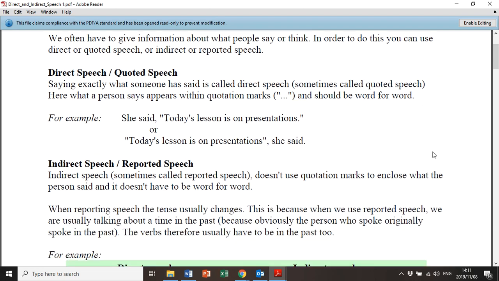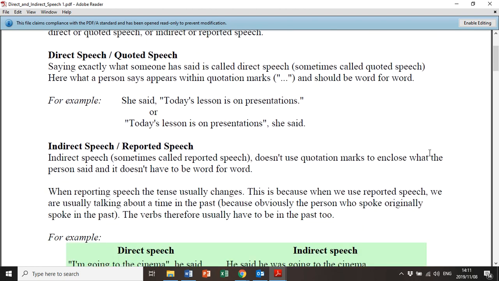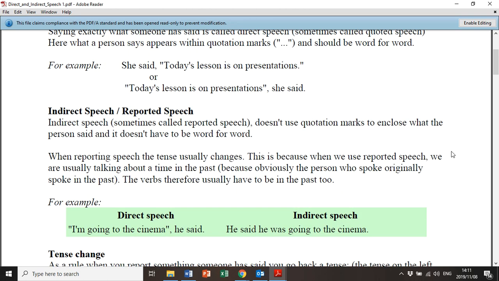Indirect speech, sometimes called reported speech, doesn't use quotation marks to enclose what the person said. It doesn't have to be word for word. When reporting speech, the tense usually changes. This is because when we use reported speech, we are usually talking about a time in the past, because obviously the person who spoke originally spoke in the past. Dan die belangrike ding, the verbs therefore usually have to be in the past too.